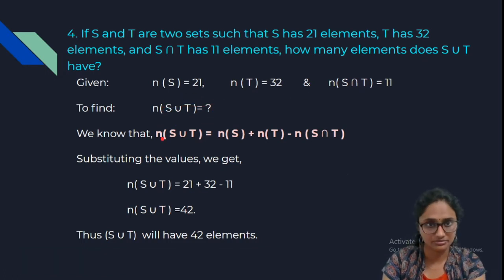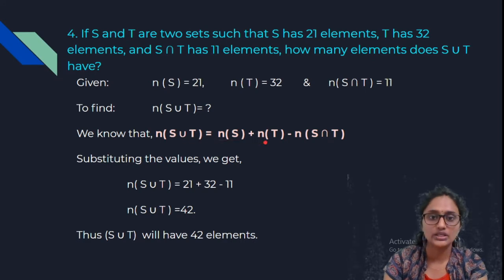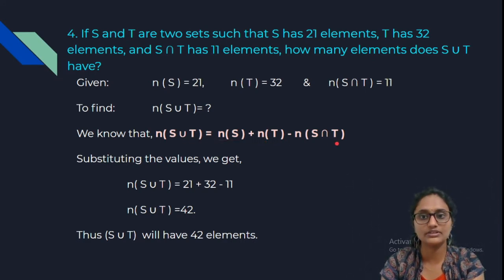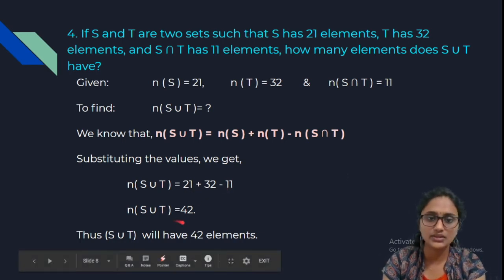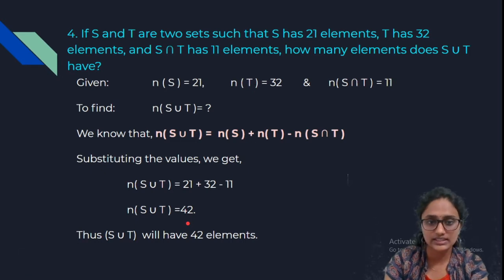We already know the formula, n of S union T is equal to n of S plus n of T minus n of S intersection T. So substituting the values, we get n of S union T is equal to 21 plus 32 minus 11. We get it is equal to 42. So the number of elements in S union T is 42.